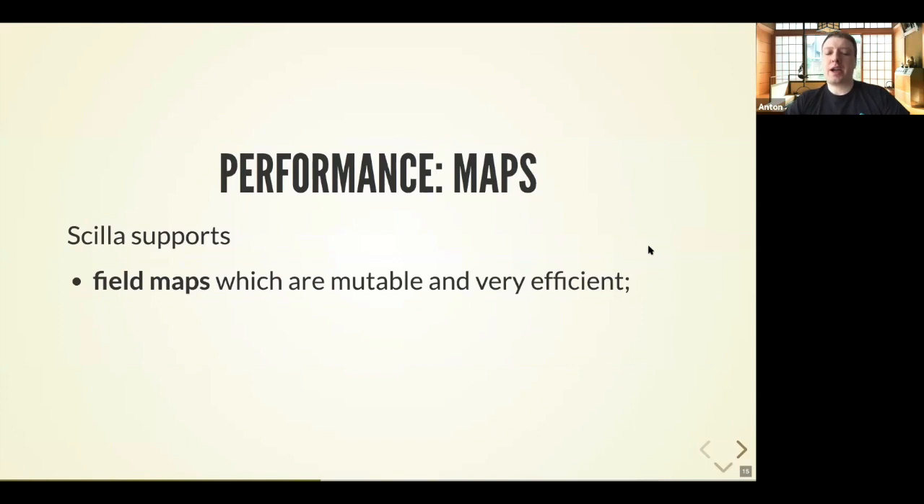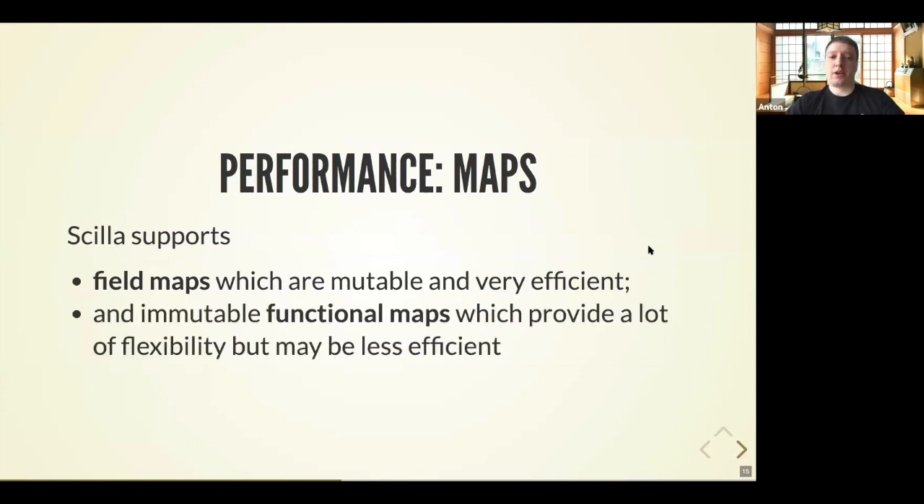Okay, so we have two types of maps. One type is called field maps, which are mutable and very efficient. They are currently implemented as hash tables. And also we have immutable functional maps. They provide a lot of flexibility, but they may be less efficient because of some copying operations, but also you can use them in your libraries, so in the pure part of the language.